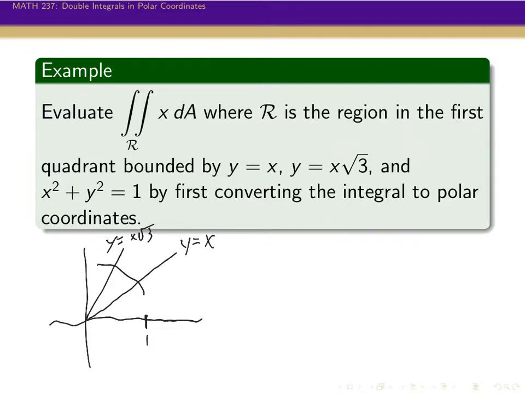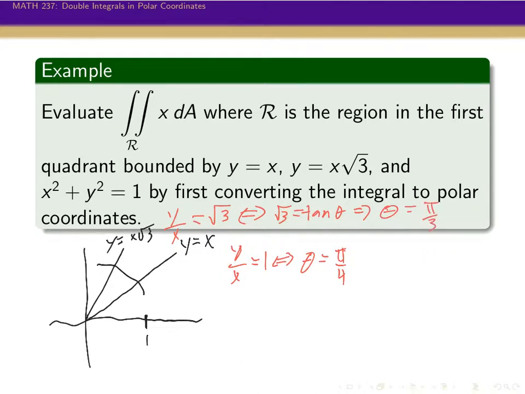Well, we saw before y equals x, this corresponds to y over x equals 1, and so that's tangent of theta. Tangent of theta equals 1 means theta is pi over 4. What about y equals x times square root of 3? Well, this means y over x equals square root of 3. And so if we have square root of 3 equals tangent theta, that means that theta is equal to pi over 3. When theta is pi over 3, then tangent of theta is square root of 3. So our bounds for theta are going to go from pi over 4 to pi over 3.